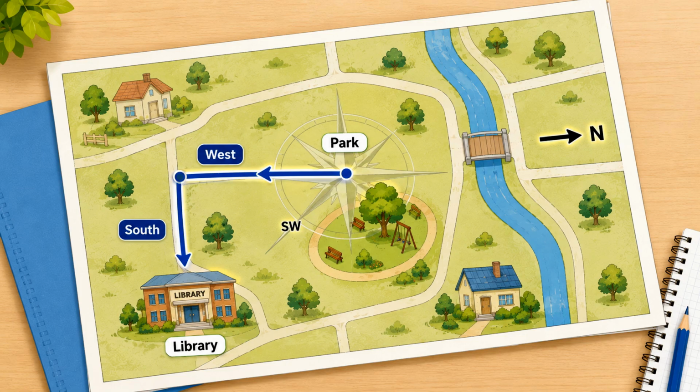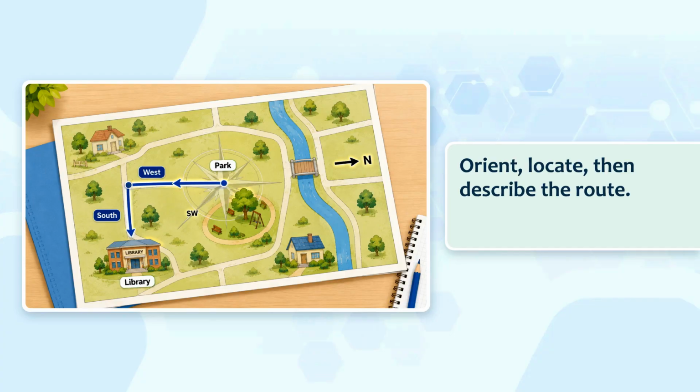Although the page is turned, the sideways north arrow orients the map. From the park, the library is southwest, and the marked route reaches it by going west and then south. The turned page tests the full method. Orient, locate, then describe the route. Use the steps in that order.